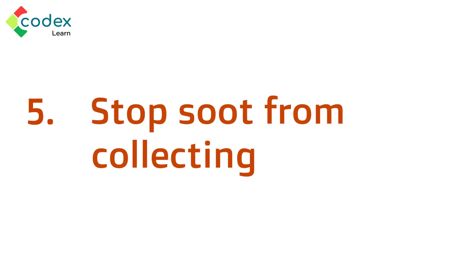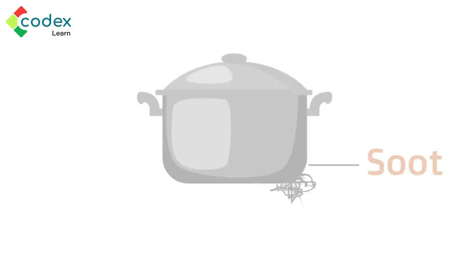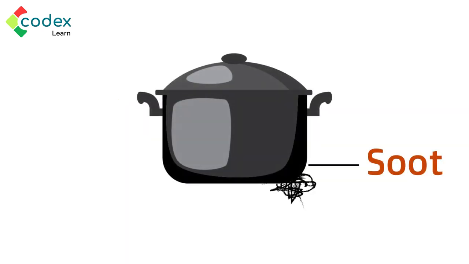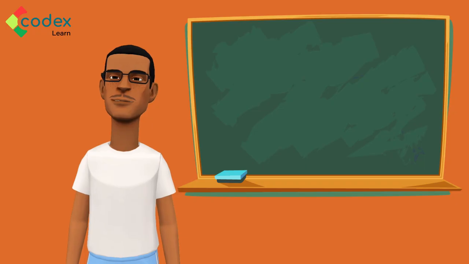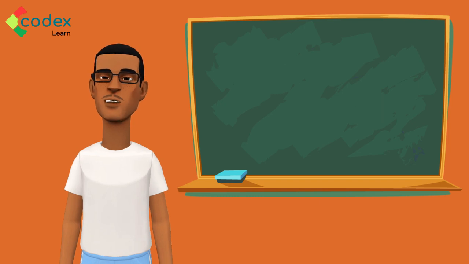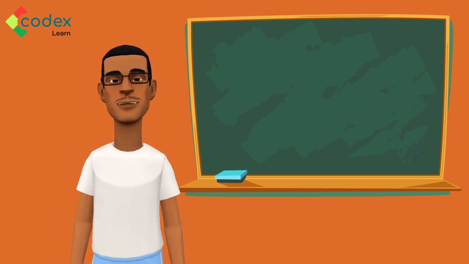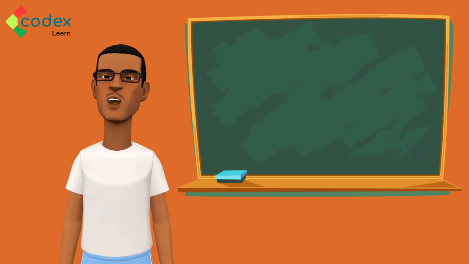5. Stop soot from collecting. Soot is a black substance that collects on pots and pans when cooking is done on an outdoor fire. Before placing pots and pans over a stove or outdoor fire, you should cover the bottom surface with wet soap. This will help the soot wash off with the soap easily and completely.